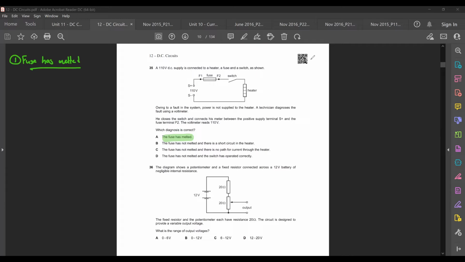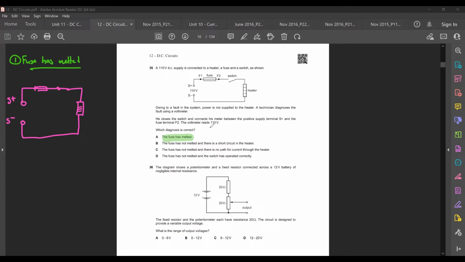The circuit will look like this right now. This one would be S plus, S minus. This one was your fuse. Okay, and then this one, your switch is closed. This one is your heater, like this.